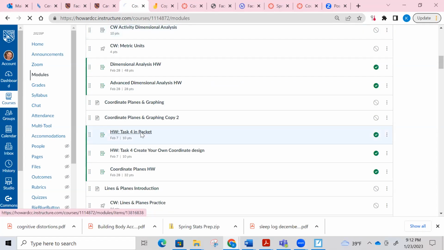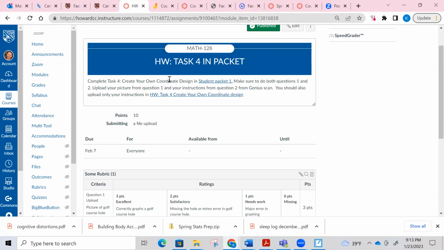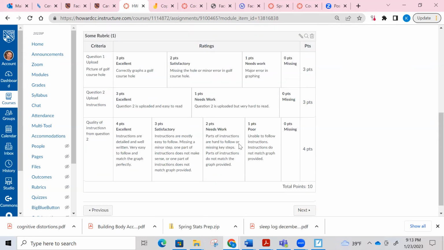So you're going to click on this, and you are going to complete task 4, and you're going to make sure to do both questions 1 and 2 and upload a picture from question 1 and your instructions from question 2. You can use Genius Scan or any of the other scanning apps that there are. Make sure it's in a PDF. You should also upload your instructions to homework task 4, create your own coordinate design. And there is a rubric here, so you should refer to this rubric to make sure that you have all of the parts.